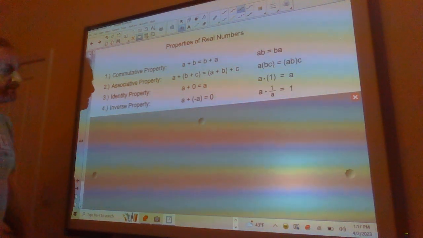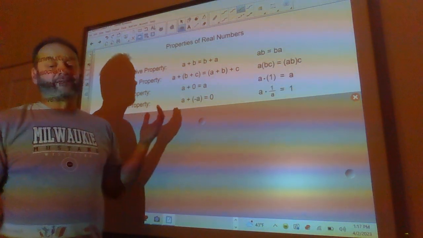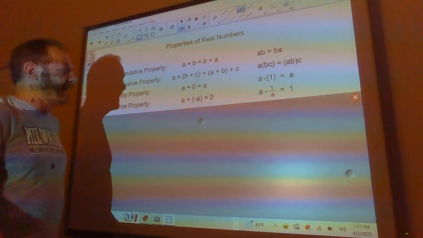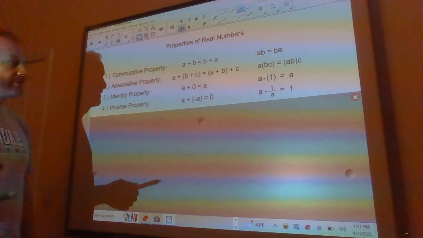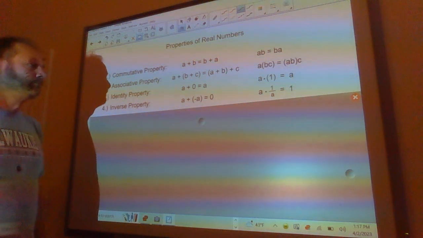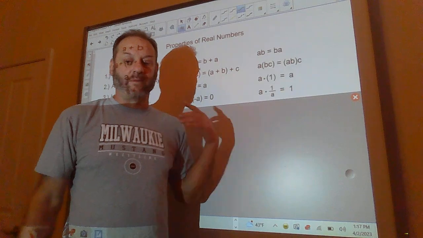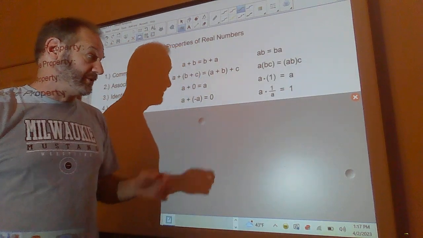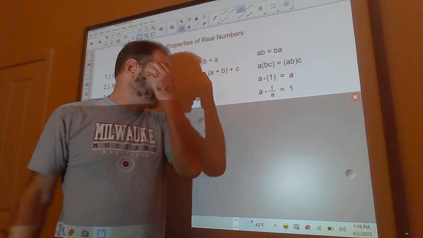Inverse property. Okay, so for addition and subtraction, that's the number that gives you 0. So a plus negative a equals 0. 3 plus negative 3 is 0. Negative 6 plus 6 is 0. Okay, now the identity for multiplication, you don't get 0 because you can't multiply two numbers and get 0 unless one of them is 0. So that one is what comes out to be 1.